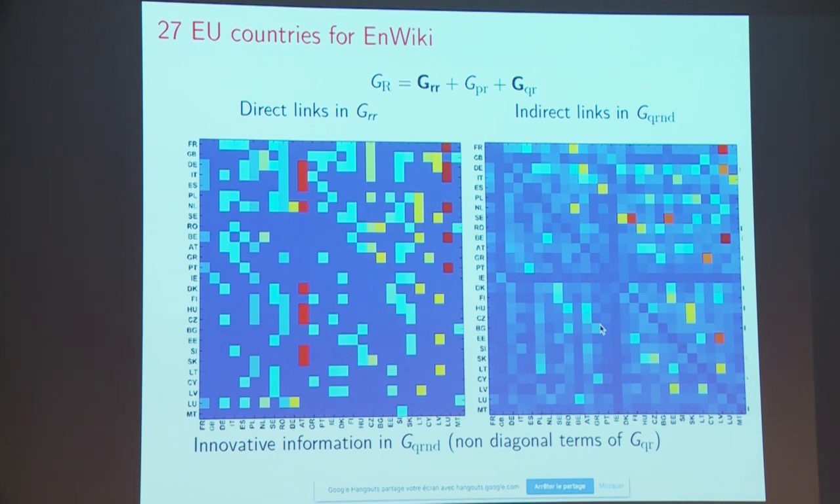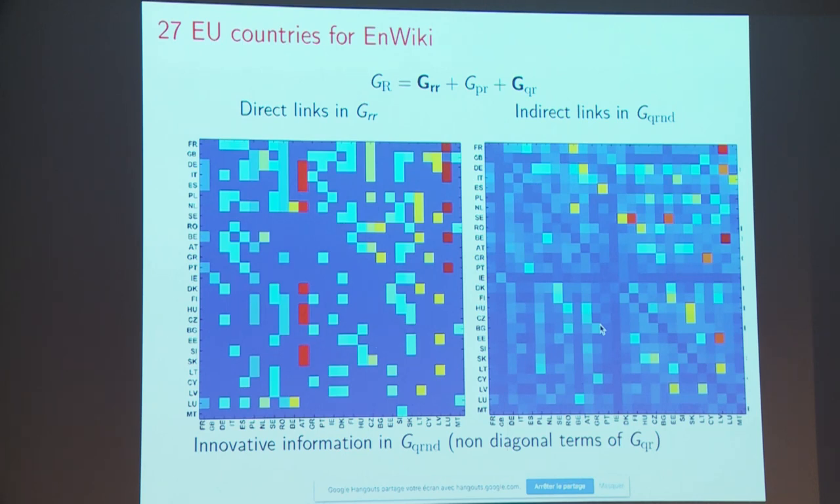Here we have innovative information. I think most of the innovative information is in the right-hand side figure, in GQR. For GQR, we didn't picture the diagonal terms because they are pretty important and this blurs the color scale a little bit. As before, red values are the maximum values and blue colors are the minimum values. On the left-hand side, you see the direct links represented by GRR, which is a direct view of the regular Google matrix. With this regular view, since it's column normalized, you cannot compare what happens between columns. However, on the right-hand side, for GQR, you can compare column-wise what happens for one line.